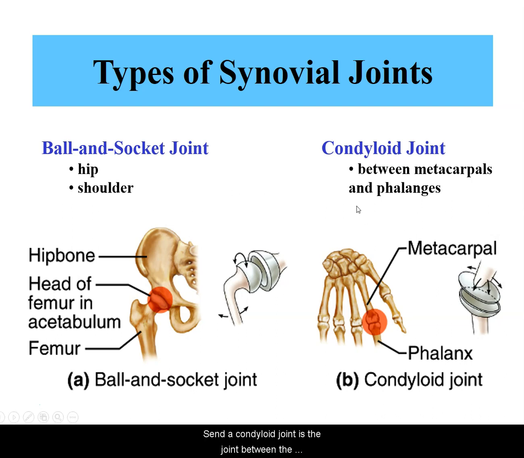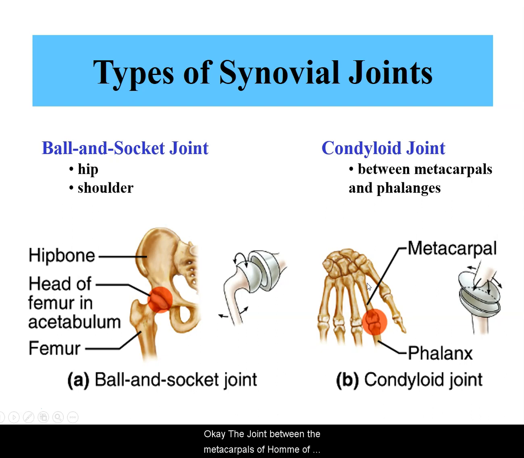Then a condyloid joint is the joint between the metacarpals and the phalanges. Here's the carpals, metacarpals, phalanges. Phalanx is singular, phalanges is plural. Okay, just a little review for lab. This is a proximal phalanx because it's closer to the body, and the distance away from the body would be the distal phalanx. Notice this one only has two. That's the thumb. It is missing the middle or intermediate phalanx.